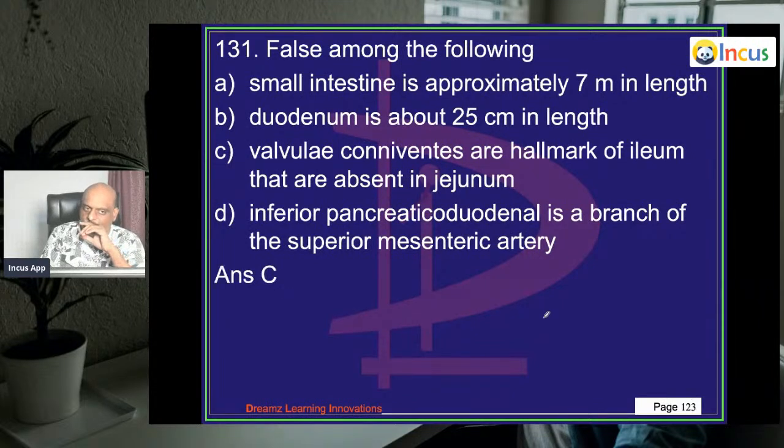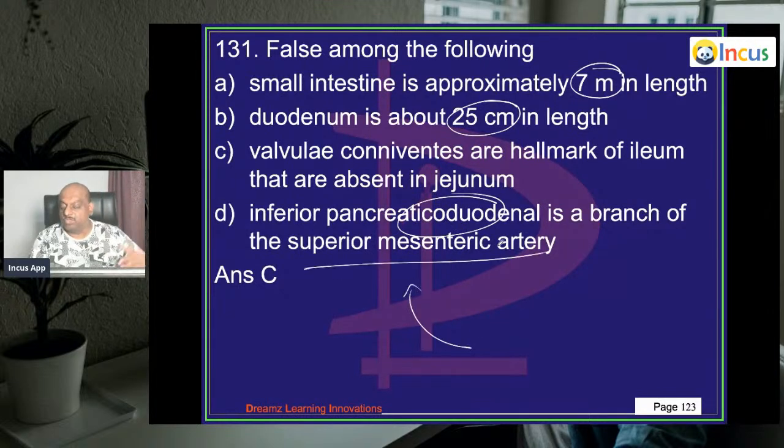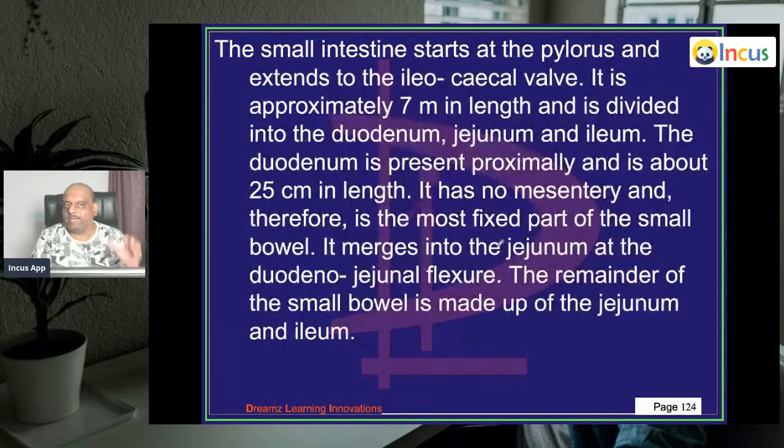Now, duodenum, the very word duodenum means 25 centimeters. Small intestine is 7 meters in length, and the inferior pancreaticoduodenal artery is a branch of the superior mesenteric artery, one of the favorite MCQs.